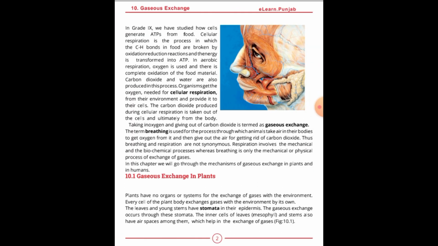Plants have no organs or systems for the exchange of gases with the environment. Every cell of the plant body exchanges gases with the environment on its own. The leaves and young stems have stomata in their epidermis. The gas exchange occurs through these stomata. The inner cells of leaves and stems also have air spaces among them, which help in the exchange of gases.